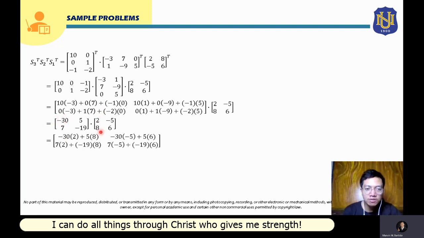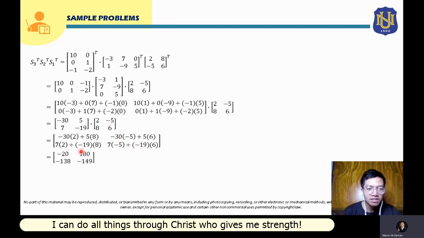So the first row times the first column, that will be negative 30 times 2 plus 5 times 8. Now for the first row, second column, this will just be negative 30 times negative 5 plus 5 times 6. Now for this element, this is in second row and first column. So you multiply second row and first column, that will be 7 times 2 plus negative 19 times 8. Now for the last element, that will just be 7 times negative 5 plus negative 19 times 6.